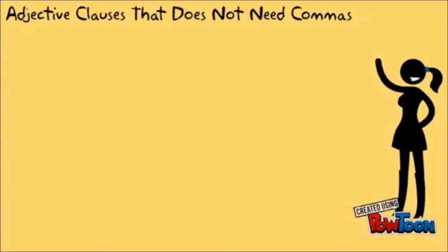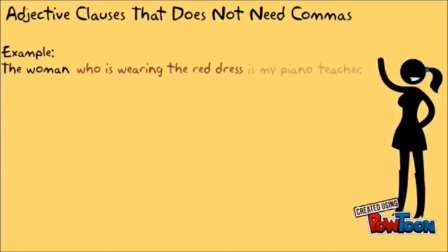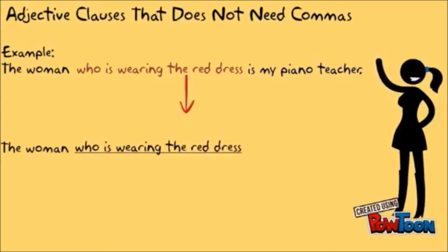We will begin with adjective clauses that do not require commas. Here's an example. The woman who is wearing the red dress is my piano teacher. The underlined portion of this sentence is the adjective clause. To explain why we don't use commas in this adjective clause, let's look at what happens if we remove the adjective clause from the sentence. We'll get, the woman is my piano teacher.